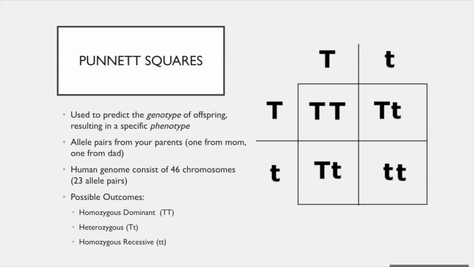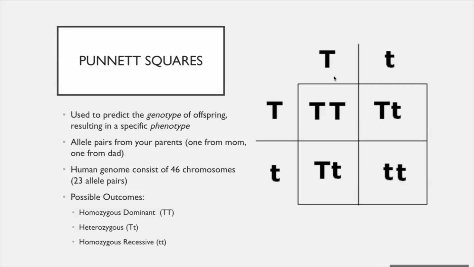So over here on the right-hand side, we have an example of a Punnett square. Let's say the top here represents dad, and the side represents mom. We got a capital T and a lowercase t from dad and a capital T and a lowercase t from mom. They are both heterozygous, which means that 1 capital, 1 lowercase. The dominant trait represents the capital letter, and the lowercase letter represents the recessive trait.